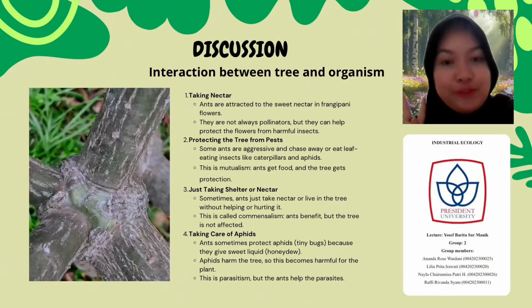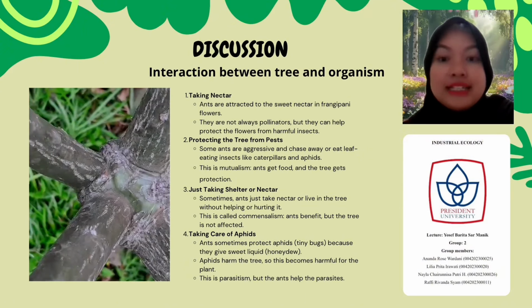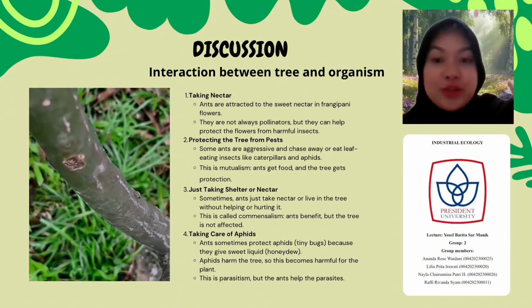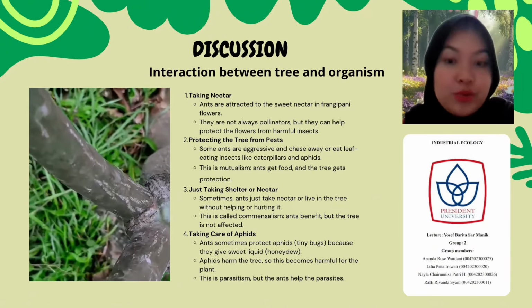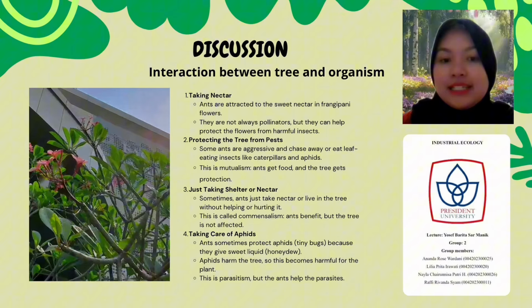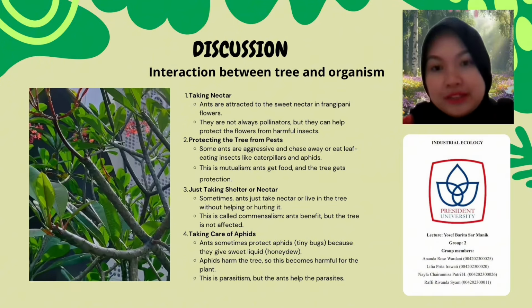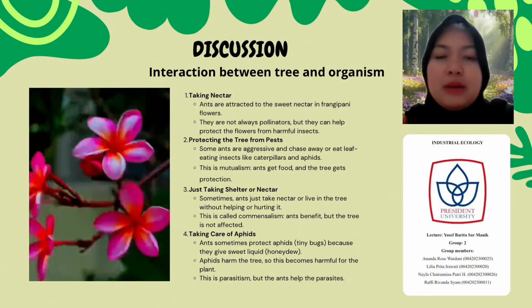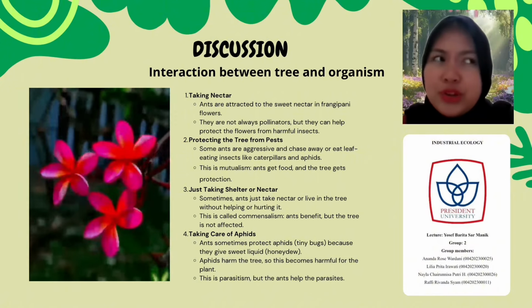Second, protecting the tree from pests. Some ants are aggressive and chase away pests like caterpillars and aphids. This is called mutualism. Ants get food and the tree gets protection. Third, just taking shelter or nectar. Sometimes animals just take nectar or stay in the tree without helping. This is called commensalism. Ants benefit, but the tree is not harmed. Fourth, taking care of aphids. Ants protect aphids because aphids give a sweet liquid, or honeydew, but aphids harm the tree. So this is parasitism. Ants and aphids benefit, but the tree is harmed.